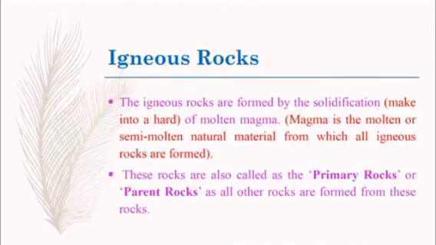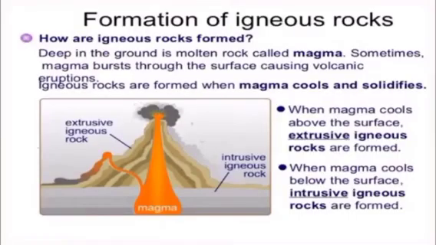Why are these rocks called primary rocks or parent rocks? Because all other rocks are formed from these rocks. Now we are going to learn about the formation of igneous rocks. How are igneous rocks formed?